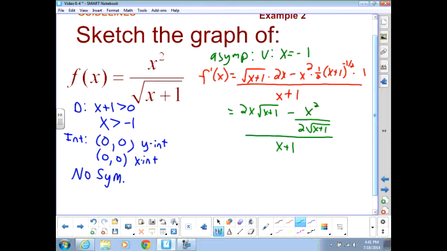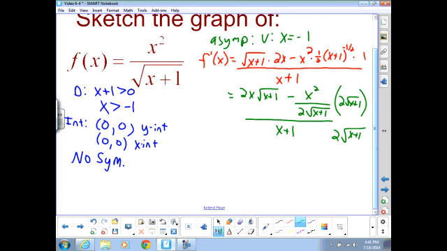So to clear the denominator, we can multiply on top here by 2 square root of x plus 1, and also multiply on bottom by 2 square root of x plus 1. This 2 square root of x plus 1 will have to distribute to both parts. The 2 will multiply with the 2x to give you 4x, and then square root of x plus 1 times square root of x plus 1 will just give you x plus 1. In the second term there, the 2 square root of x plus 1 will cancel with the 2 square root of x plus 1 on the bottom, and you'll just have minus x squared. And on the bottom, we'll have x plus 1 times the 2 square root of x plus 1.